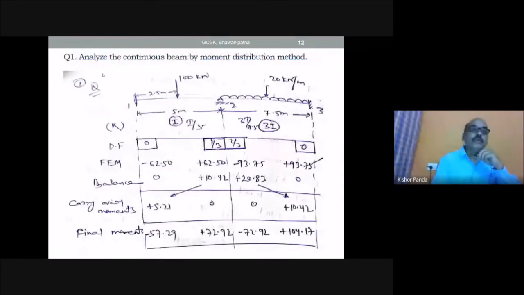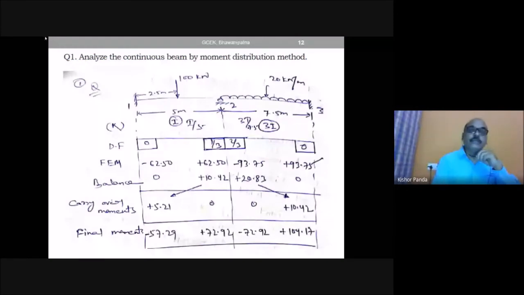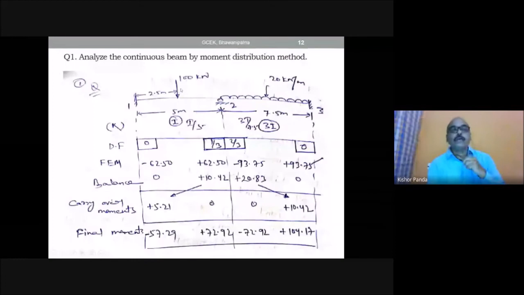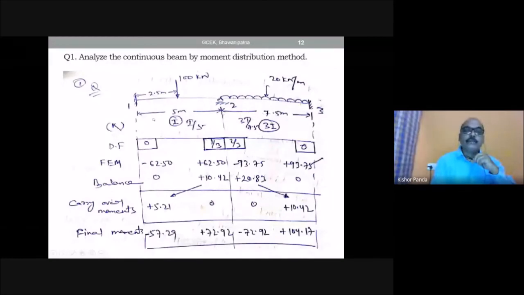Let us come to question 1. Analyze the continuous beam by moment distribution method. Here you see, this is the continuous beam, with joints 1, 2, and 3. One end is fixed, and the other end is also fixed. Here a 100 kilonewton load is given at the midpoint of 1-2, and a UDL of 20 kilonewton per meter throughout span 2-3. The length of 1-2 is 5 meter, and the length of 2-3 is 7.5 meter.